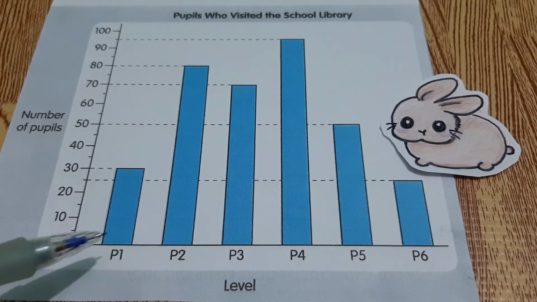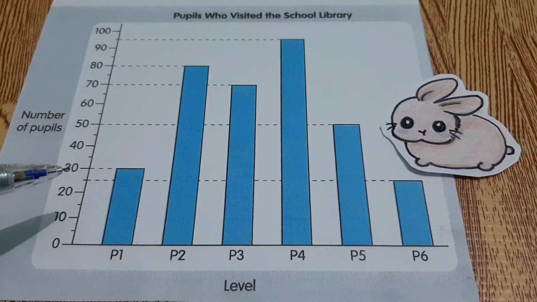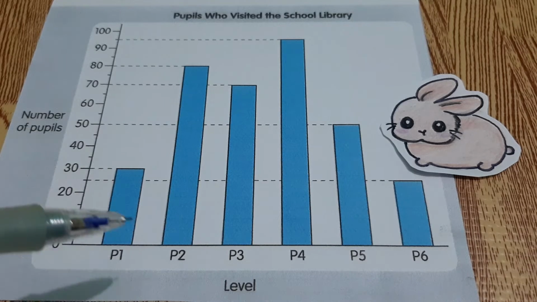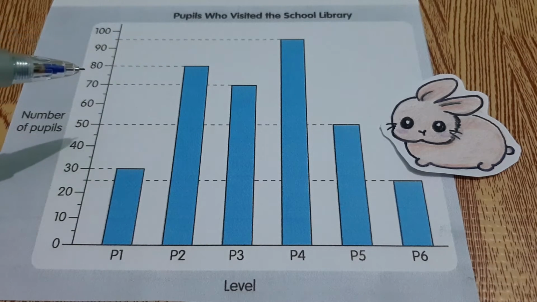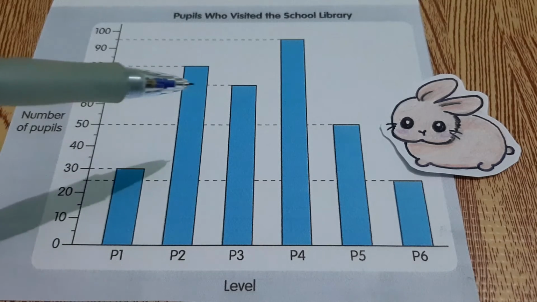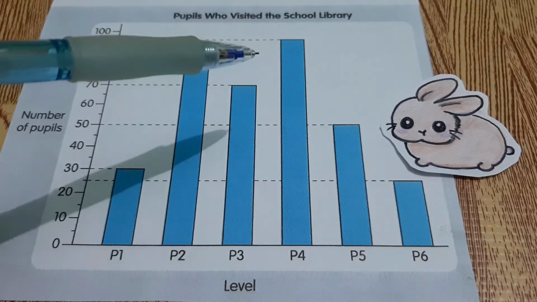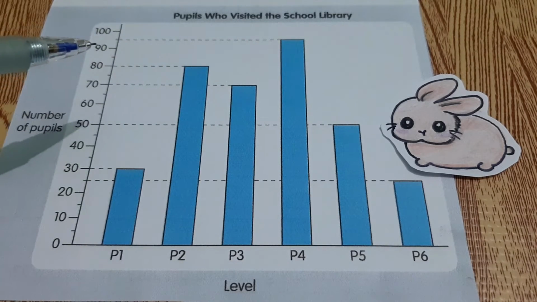Let's take a look at the first one, primary one. How many people visited the school library for primary 1? 30. How about primary 2? 80. How about primary 3? 70. How about primary 4? Oh, it's between 90 and 100. Between 90 and 100 is 95.